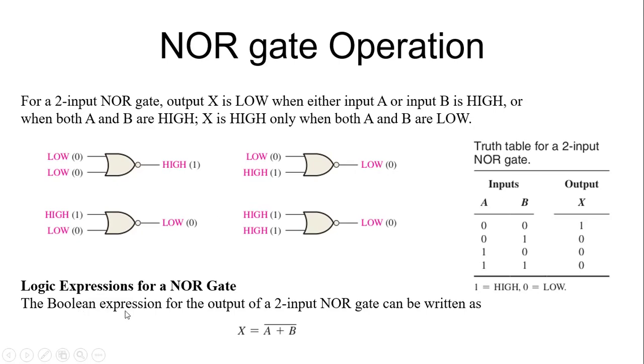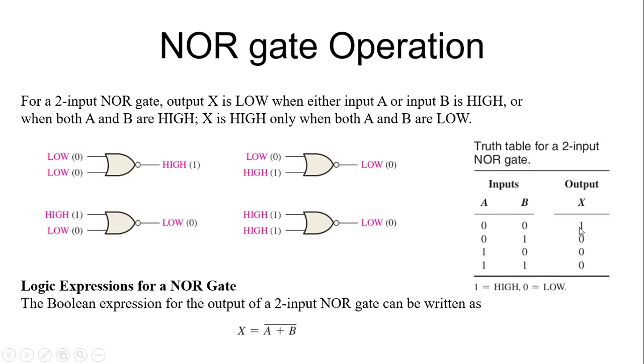The Boolean expression for the output of a two input NOR gate can be written as A plus B whole bar. So the truth table again summarizes the operation. This is the truth table of the NOR gate. We have two inputs and four possible combinations: 0 0 for this case, 0 1 for this case, 1 0 for this, and 1 1 for this case.